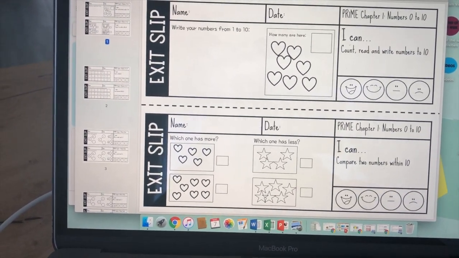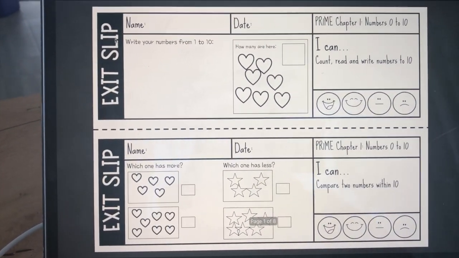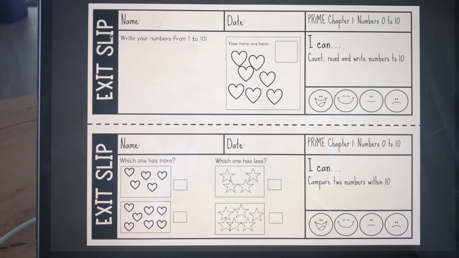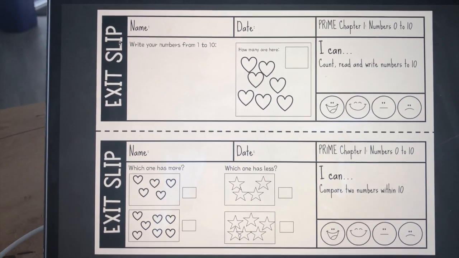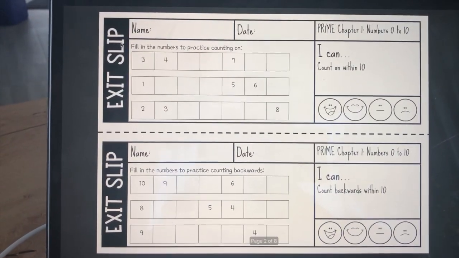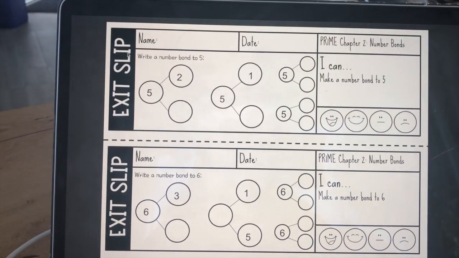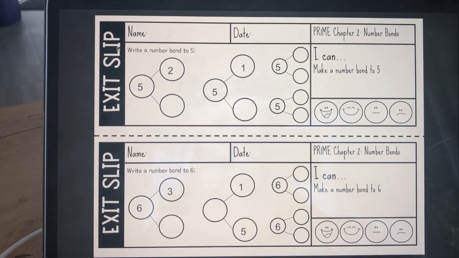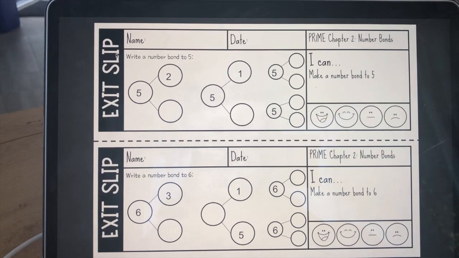So mine actually look like this. We use Prime, and what I did was develop an exit slip for each chapter of the book, or for each learning intention in the book. So this first one is I can count, read, and write numbers to 10, and it goes through the different topics in the different chapters. I print them out and I keep them in a little storage bag.